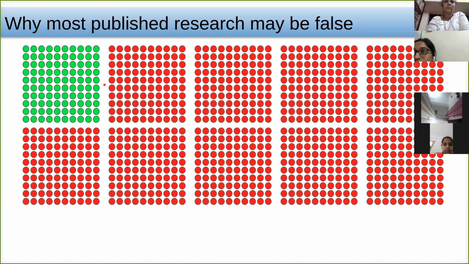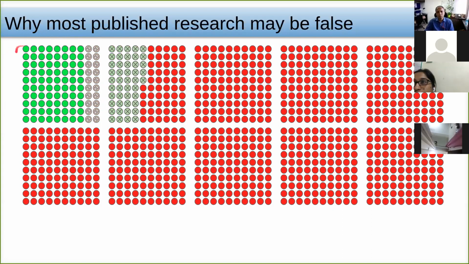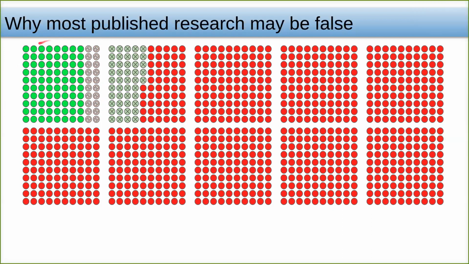But let us suppose you end up conducting randomized controlled trials on each of these hypotheses. What would be the result? Out of these 100, around 80 would be positive. This would be the so-called true positives. These are positive results of truly positive hypotheses. Because you have chosen a 5% type 1 error, around 41 will be false positives. These are actually negative hypotheses, but your study has shown them to be positive. And the remaining are all true negatives. These are all negative studies.